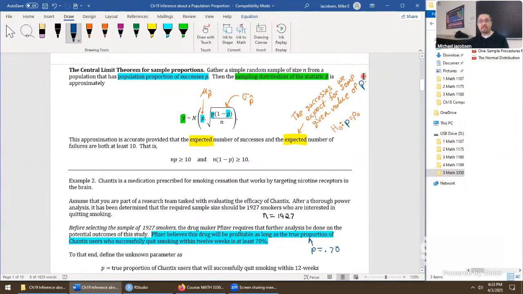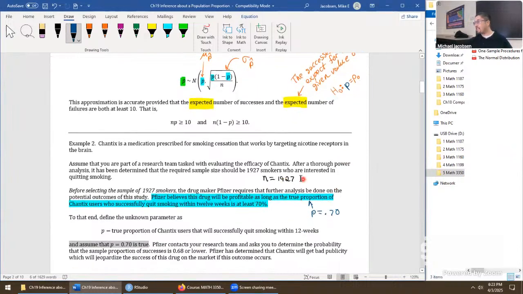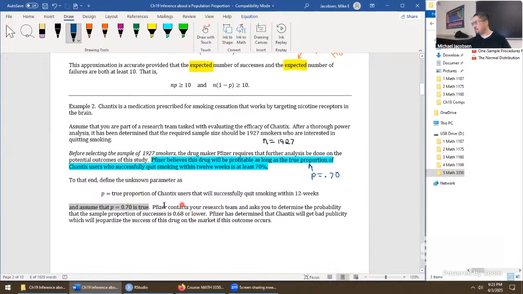We're assuming a given value of P, even though we have no idea what it is. We haven't even selected a sample of 1927. Again, it's just a what if analysis. What can happen if that's really true and we really selected that sample size? So here's the next part of the problem. I know a lot of context, but to do a central limit theorem problem, it has to be a lot of context, because it's usually a what if analysis like this.